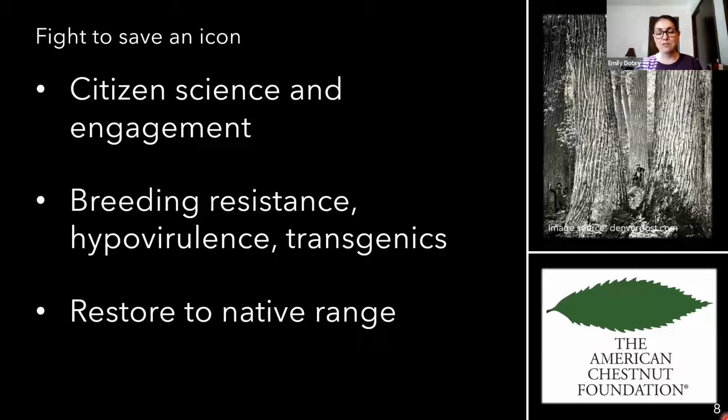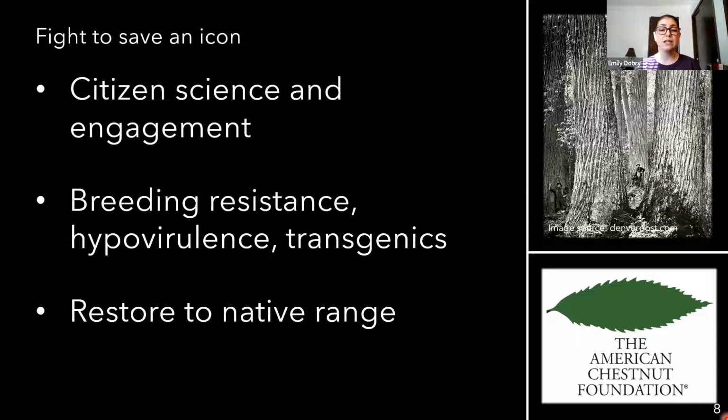So these efforts have been ongoing since the very beginning, but it really took off in the 1980s when there were a group of scientists and citizen scientists who worked towards introducing a breeding resistance program where they crossed the American chestnut with the more blight-resistant Chinese chestnut. So they hoped that through a series of crosses and back crosses, they could produce a hybrid that had that stature and that nut production of the American chestnut, but with a level of resistance that was similar to what the Chinese have. There were also efforts to introduce hypovirulence into the pathogen's population.